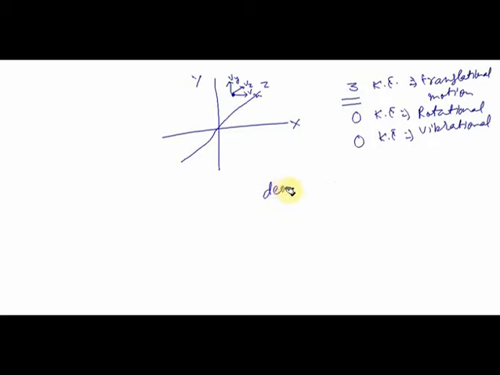So the degree of freedom of a monoatomic gas molecule will be 3. We represent degree of freedom as small f. So f will be equal to 3 for a monoatomic gas molecule.